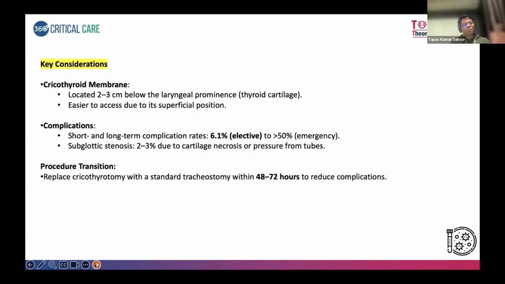And the cricothyroid membrane, everybody should be aware. You should go tomorrow if you are still not clear where the cricothyroid membrane is. This is a life-saving emergency procedure, located 2 to 3 centimeters below the laryngeal prominence, that is the thyroid cartilage. It is easier to access due to its superficial position. There would be complications, but they are very few. And the procedure has to be converted from cricothyrotomy to a standard tracheostomy within 2 to 3 days to reduce the complications. Thank you very much.